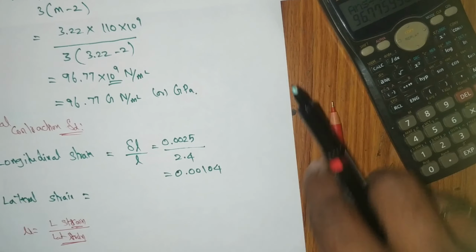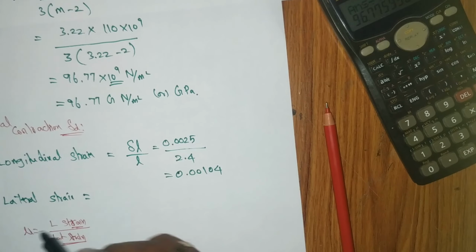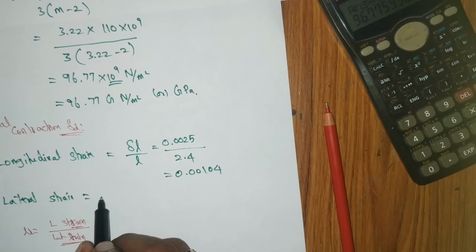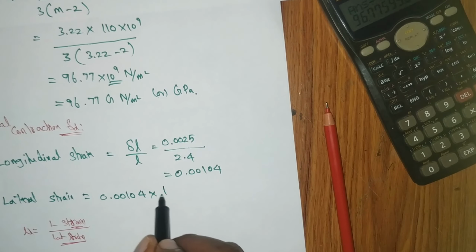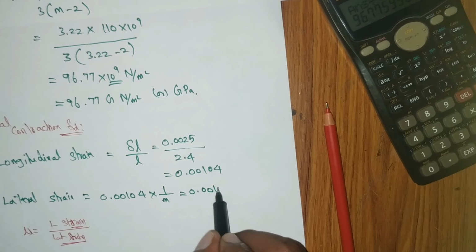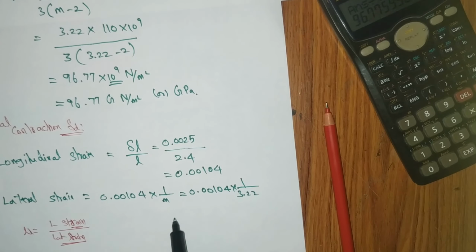So it is longitudinal strain into mu. We know that is the Poisson ratio. So we have the value 0.00104 into the Poisson ratio, which we wrote as mu, so 0.00104 into 1 by 3.22. So we get lateral strain equal to 0.000320.